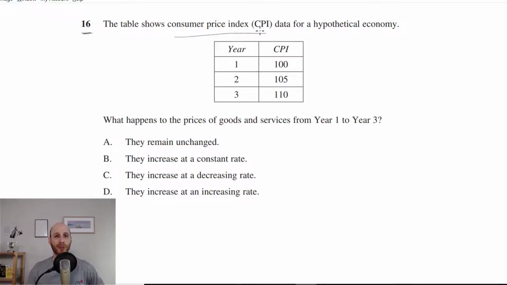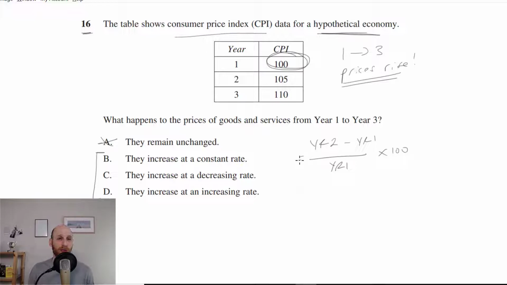So the table shows CPI data for a hypothetical economy. Again, my favorite type of economy. So you can see here that we've got the CPI. Year 1 to year 3 prices rise, so A is not an option. Now, if we're looking at here, this is where we're going to have to work it out.